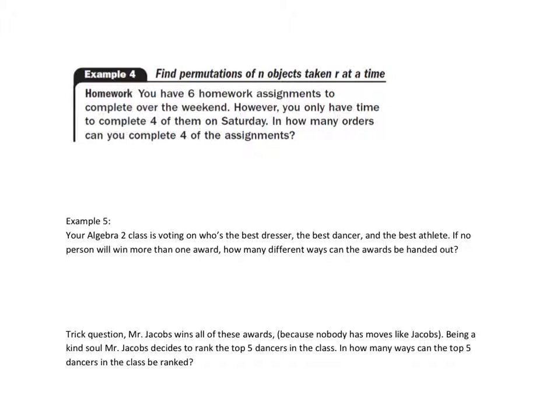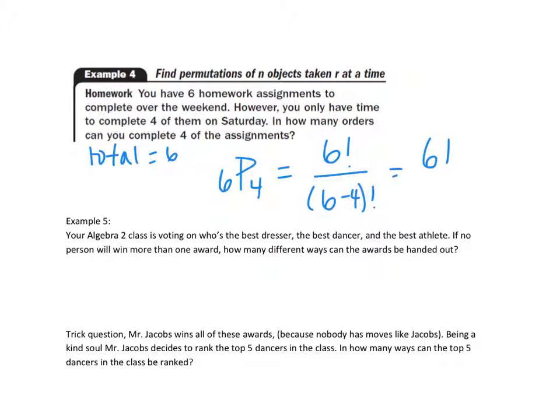All right, next page. So we have 6 total homework assignments, but we only have time to finish 4 of them. So we are going to pick 4. So we would write that as 6P4. And actually, let me rewrite that, because we would write the numbers a little bit smaller and the P kind of like a capital P in between them. So we could do 6 factorial, 6 minus 4, 6 factorial over 2 factorial, and we would get 360.